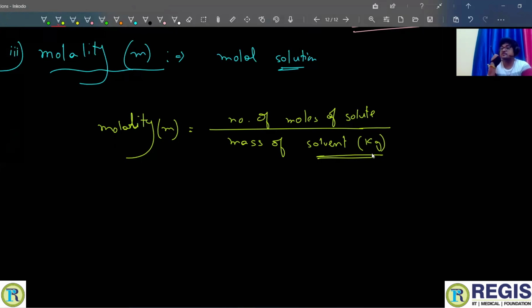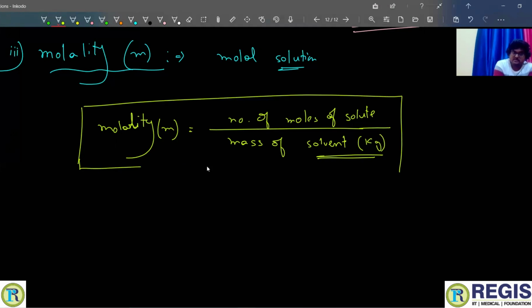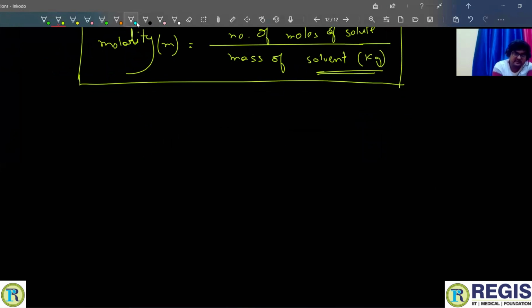Remember this part, only one term, which is molality. In the molality case, the lower part is basically solvent. But in all the other cases, weight by weight, weight by volume, volume by volume, the lower part is always solution. In this case, always solvent. Remember this one.